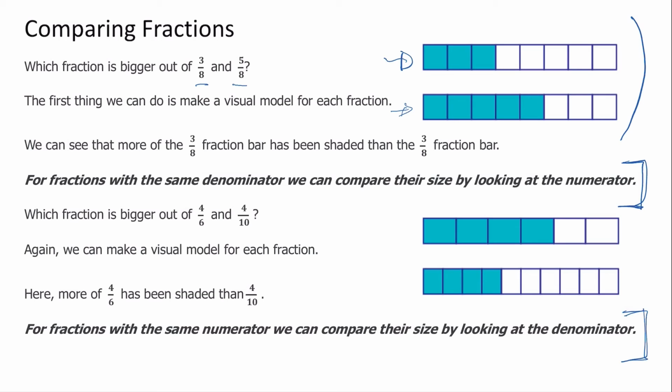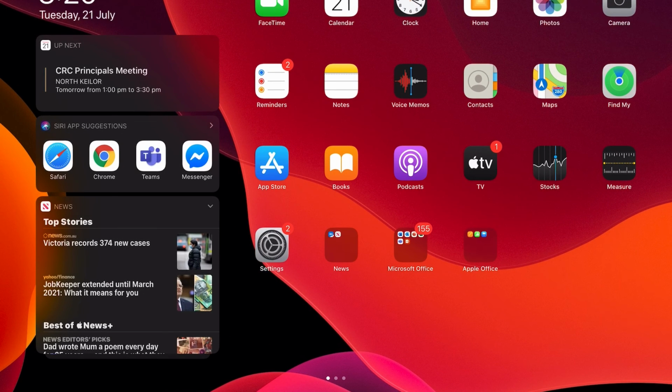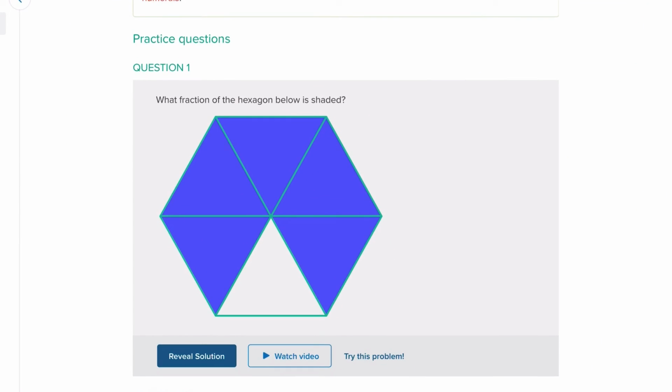So with fractions with the same numerator, we can compare their size by looking at the denominator. The smaller the denominator, the bigger the fraction will be in this case. So these are two rules, if you like, or guides that are very useful to know.